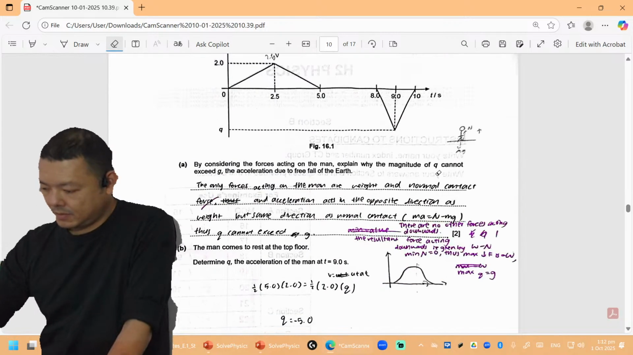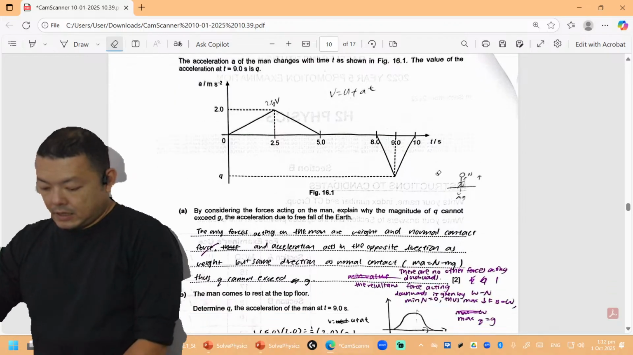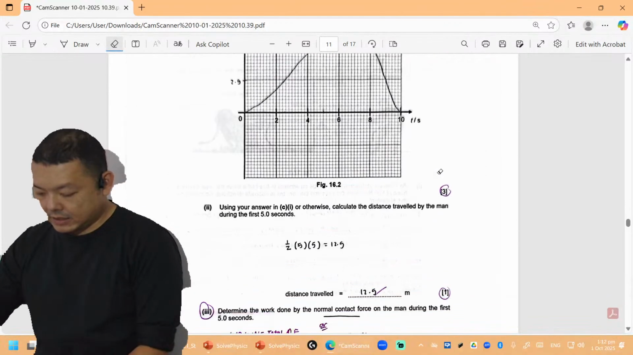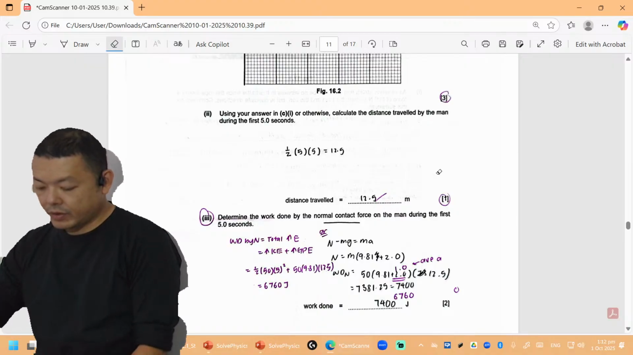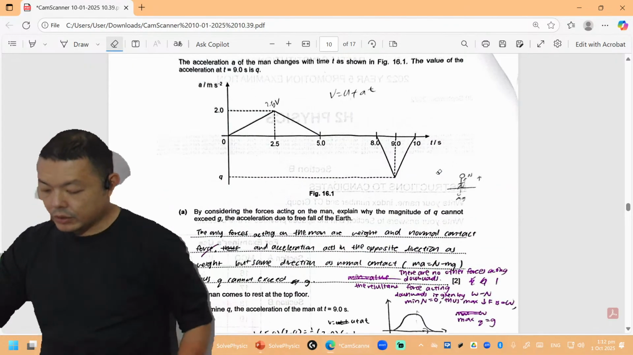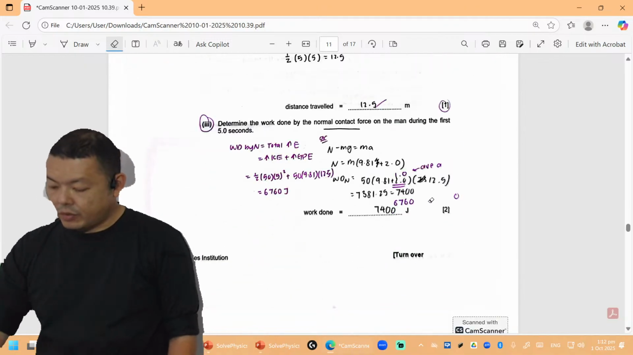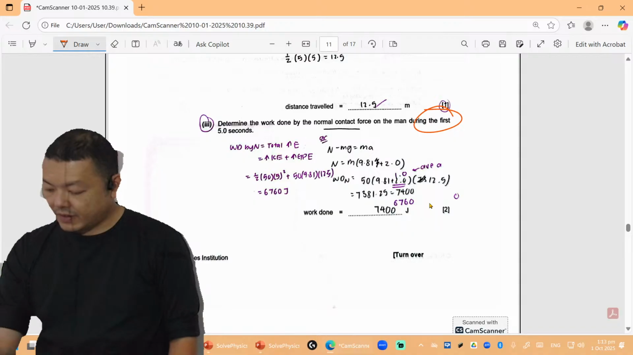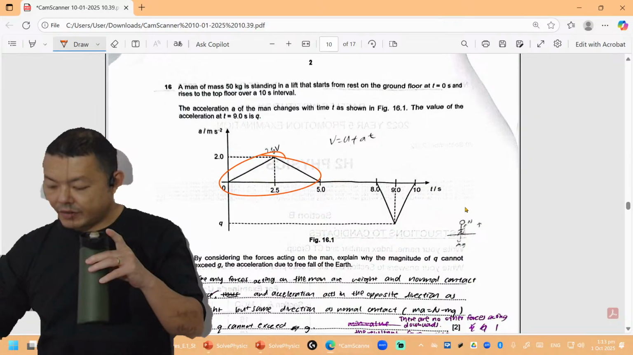This one here? Sorry, which one? C triple I, is it? Determine the work done by the normal contact force on the man during the first 5 seconds. Sorry, I have no idea what's happening to this guy. Oh, so he's in the lift. And where is he? During the first 5 seconds? Alright, so what's happening in the first 5 seconds? Oh, he's experiencing acceleration.